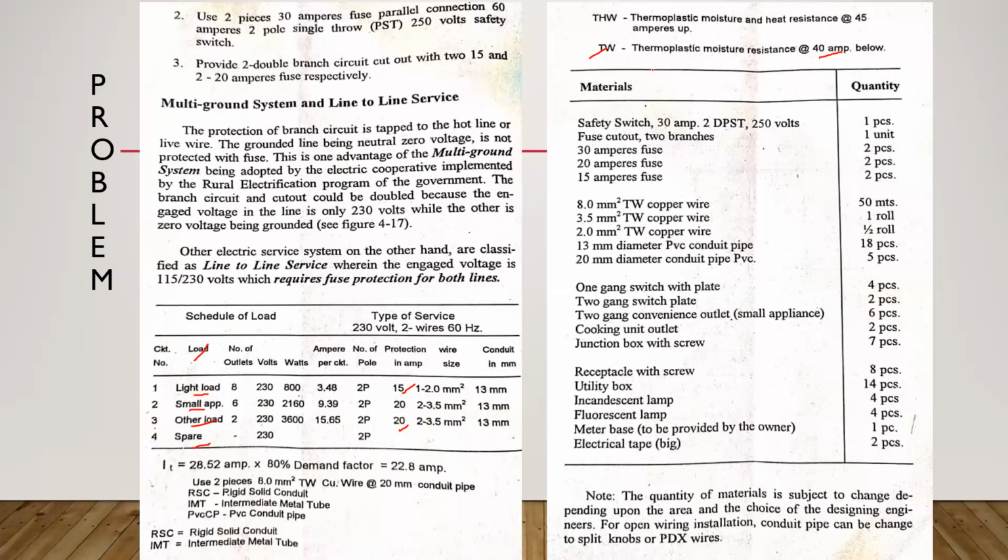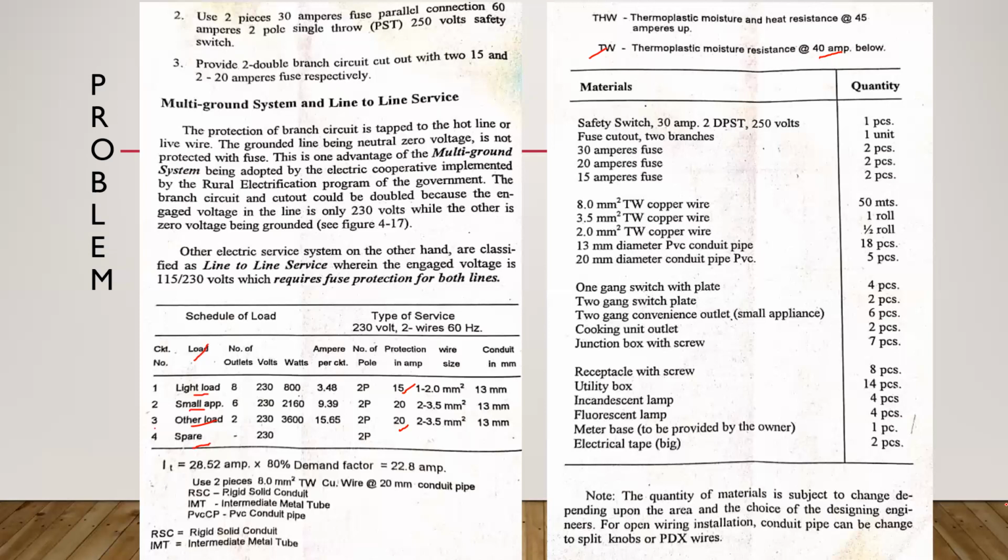So here, sample cost niya, ano ko? Quantity, hindi cost estimate, quantity, sample quantity. So here. So note, the quantity of materials is subjected to change depending upon the area and the choice, kumbaga, site natin, kung anong area tayo, mas mura sa Manila. So iba naman din sa area natin. And the choice of the designer, engineer, kung anong gagamitin mong materials. For open wiring installation, conduit pipe can be changed to split knobs or PDX wires.